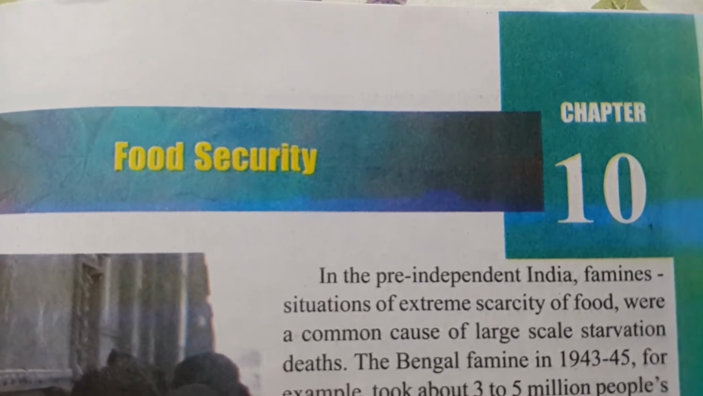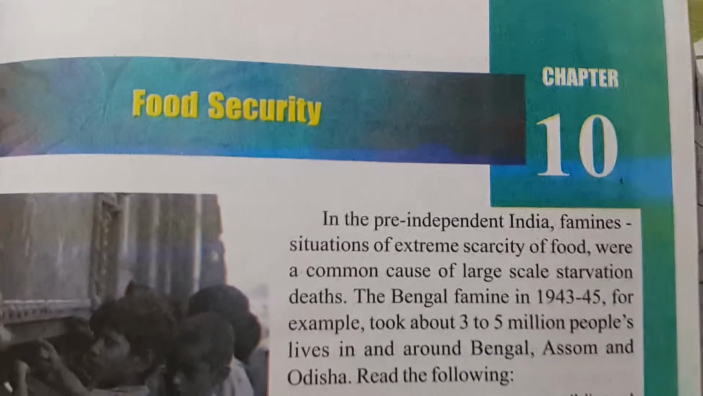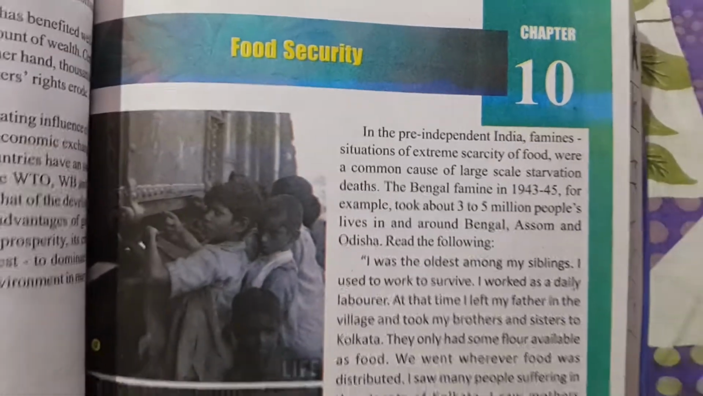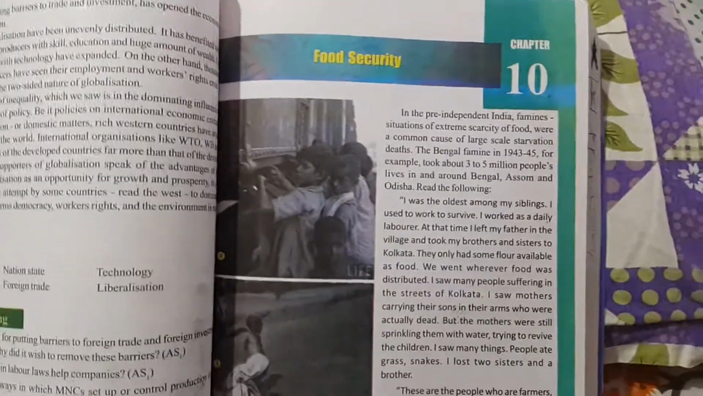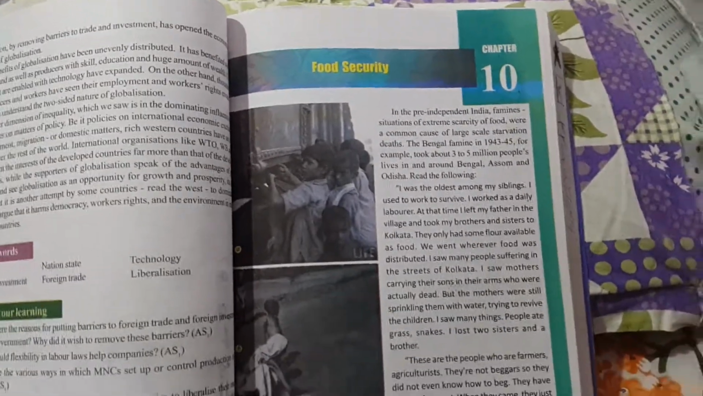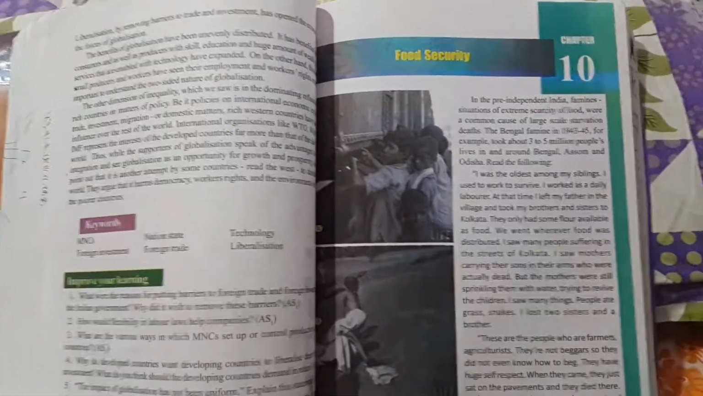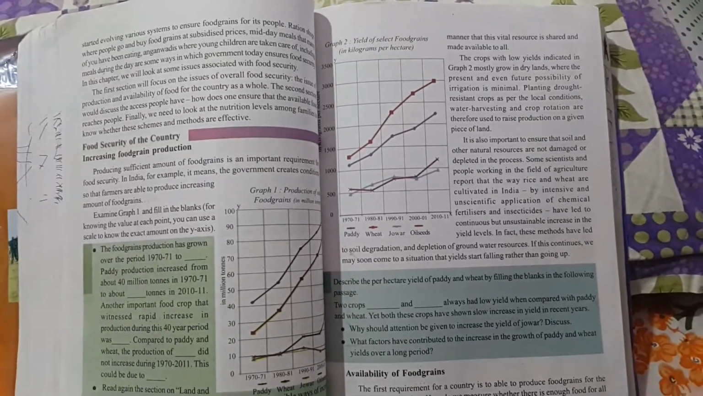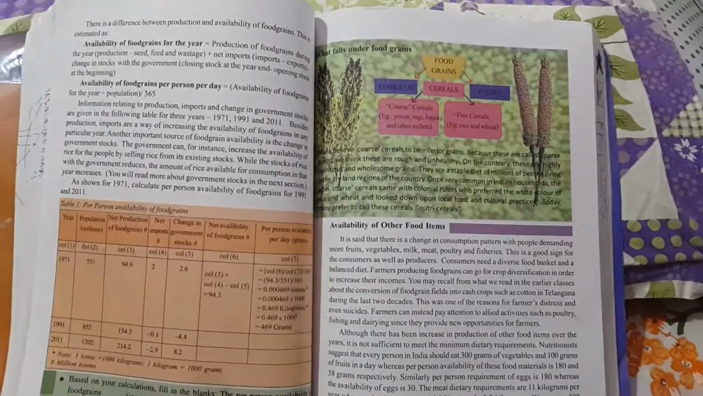Chapter 10, Food Security. Keywords. Production. Production is a process of combining various material inputs and immaterial inputs in order to make something for consumption. Availability. Present and ready for use at hand. Access. The right or ability to approach.